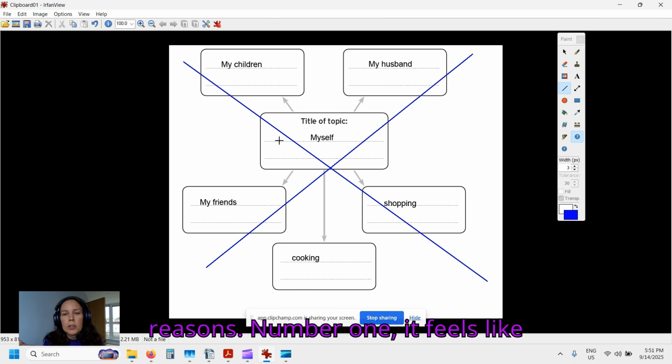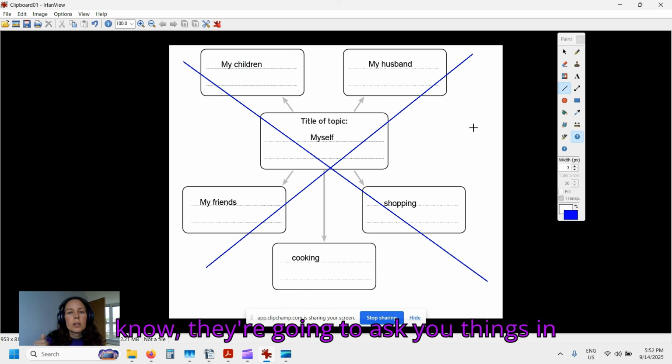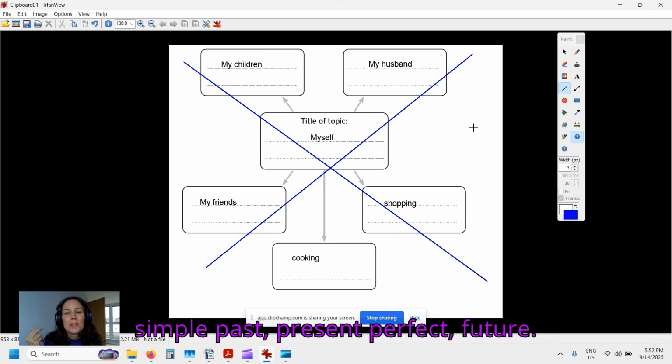Number one, it feels like A2. It feels like A2 topics, family, home, shopping. It just feels very basic. Reason number two that I don't like this is that it looks like you did not prepare. Because you used all nouns, there's no verbs. It looks like you didn't prepare. Reason number three, as you know, they're going to ask you things in simple past, present perfect, future. They will use the things that I listed.